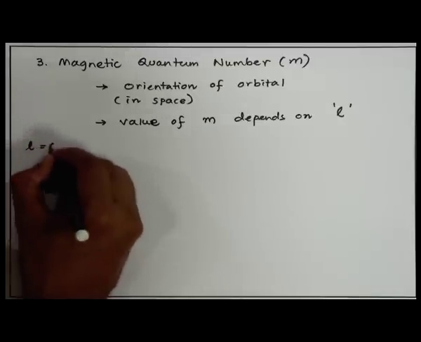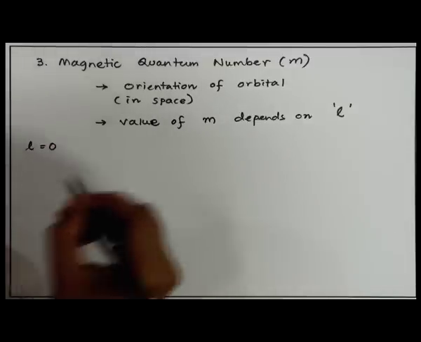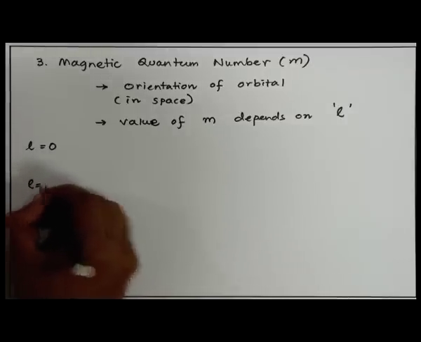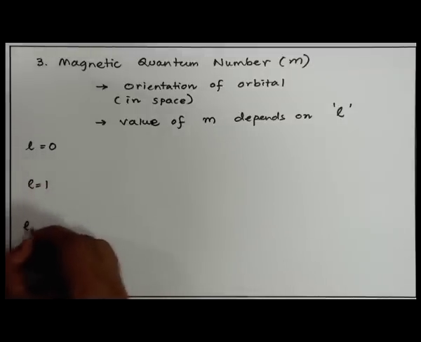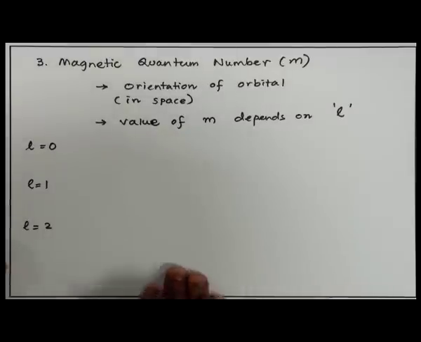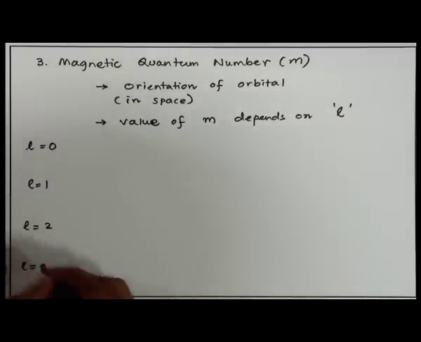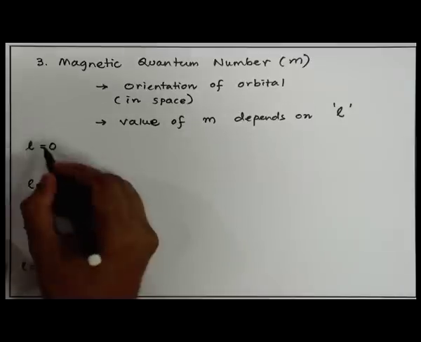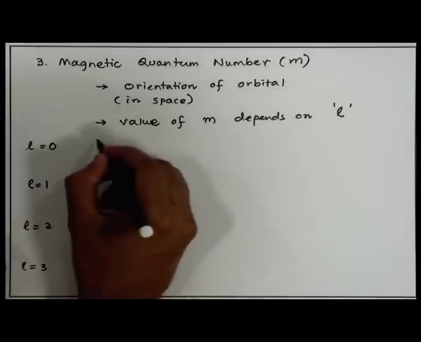So, what values of L have we seen? We have seen L is 0. When L is 0, it is s orbital. When L is 1, then it is p orbital. L is 2, this is d orbital. L is 3, this is f orbital, and so on and so forth.